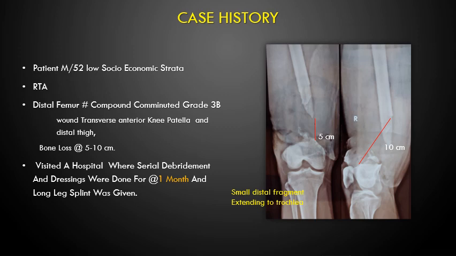So this is a 52-year-old male gentleman who met with a road traffic accident and sustained an injury to the thigh with a fractured distal femur, which is compound grade 3B, having a transverse wound over the anterior aspect of the knee in particular and distal thigh. There was bone loss of 5 to 10 centimeters with a small distal fragment extending to the trochlea. He visited a hospital where serial debridement and dressing were done for about 1 month and a long leg splint was applied. So this was the initial scenario with X-ray.